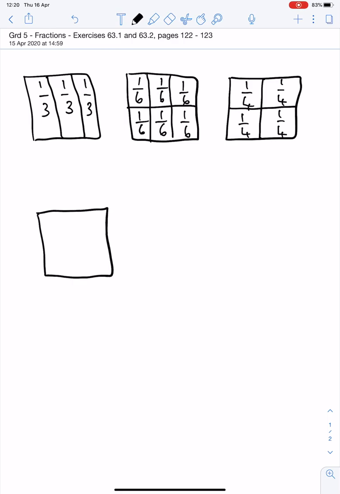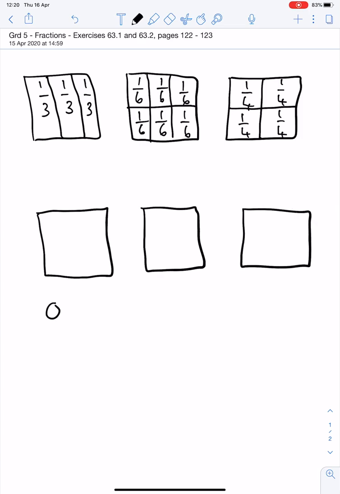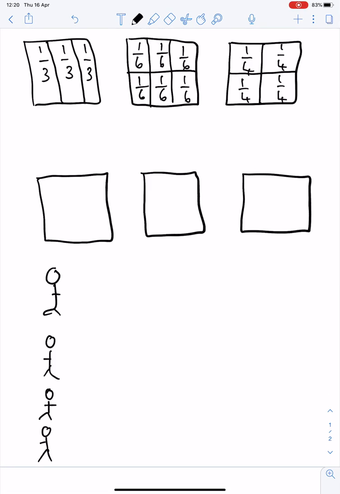If I draw the sandwiches again, we have 4 children. Excuse my drawings. And they want to share these sandwiches equally between them. If we have 4 children, surely we would divide each sandwich into 4 pieces. Now, there are many different ways of drawing this, but I like to use colour.